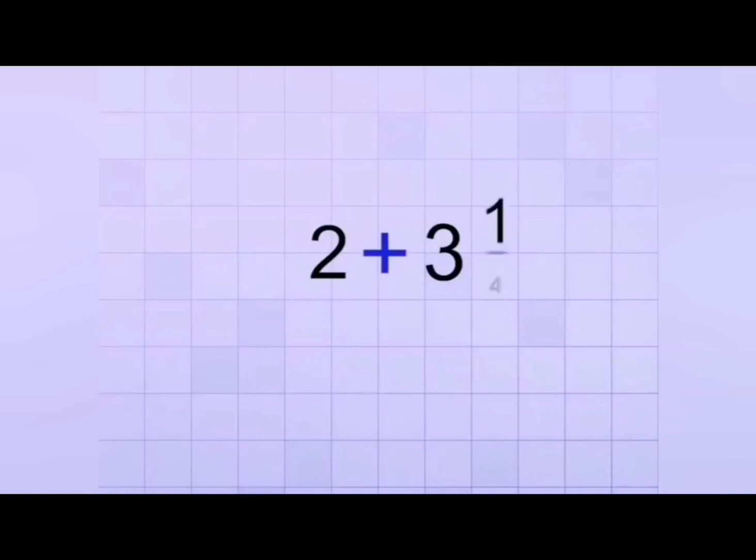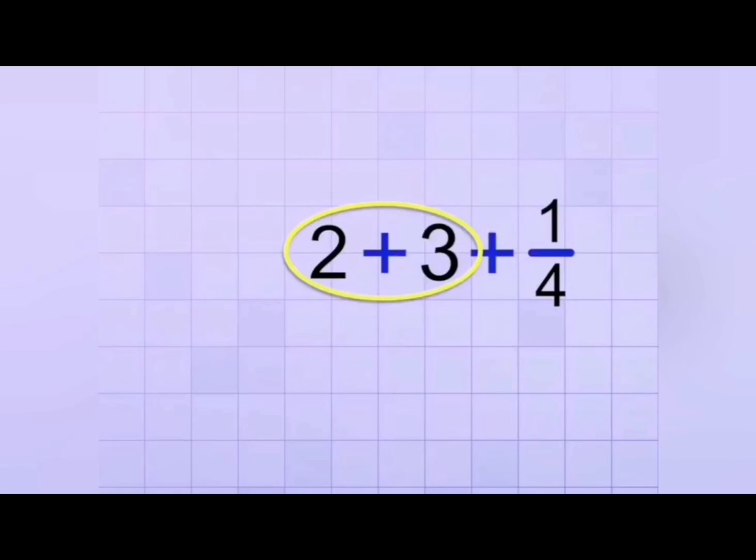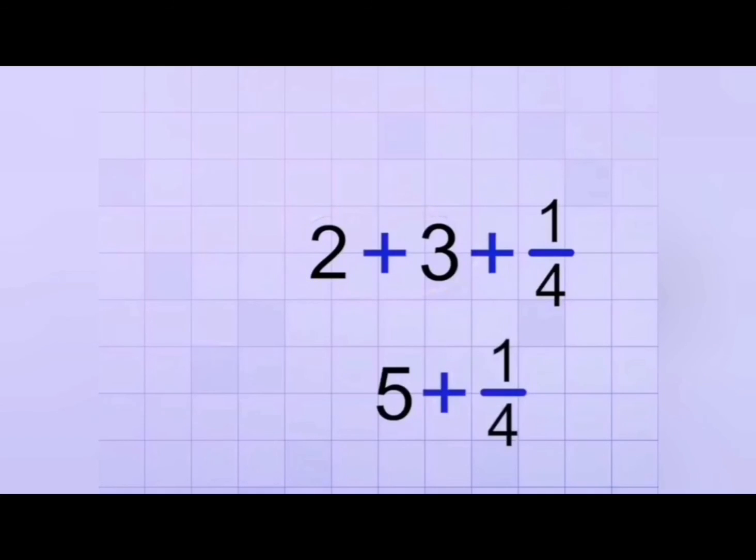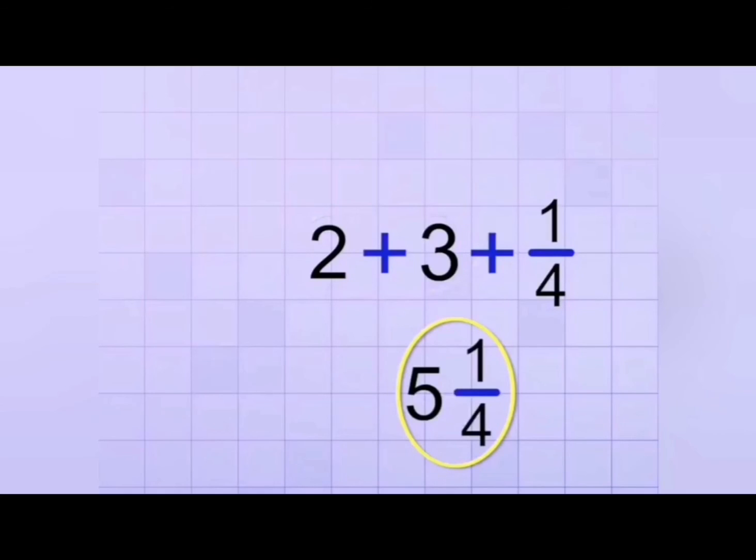I have here another example, where a whole number is being added to a mixed number. So 2 plus 3 1/4. We will just add the whole numbers 2 and 3. So 2 plus 3 equals 5. We will just copy the fraction. So the final answer is 5 1 over 4.